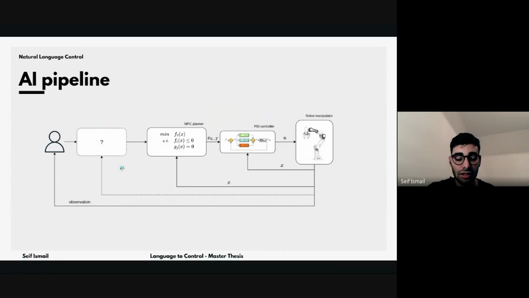And thanks to the advancements of Gen AI and GPT and OpenAI, etc., we can actually use an LLM, or in particular, a language model. So what happens here is you have the user that gives an instruction after observing the scene. The LLM sort of decodes that into the objective function and the constraint functions of the MPC planner. The MPC then gives the trajectory to the PID controller, which then decides how much torque to apply at the joints of the robot.